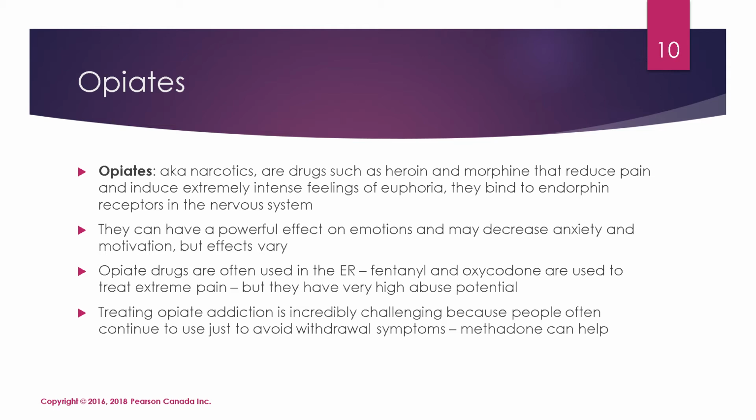Opiate drugs are often used in the ER, so things such as fentanyl, which I'm sure you've all heard of, and oxycodone, which is more commonly known as OxyContin, are used to treat extreme pain, but they have very high abuse potential. Because they are so effective treating pain, but they also produce those very pleasurable feelings, unfortunately people tend to abuse these types of drugs, even the legal forms. So treating opiate addiction is incredibly challenging because people often continue to use just to avoid withdrawal symptoms. Unlike some of the other types of drugs we'll talk about, withdrawal from opiate drugs is associated with very extreme withdrawal symptoms. And we do find that substances such as methadone, which is a synthetic version of some of these drugs, can help.